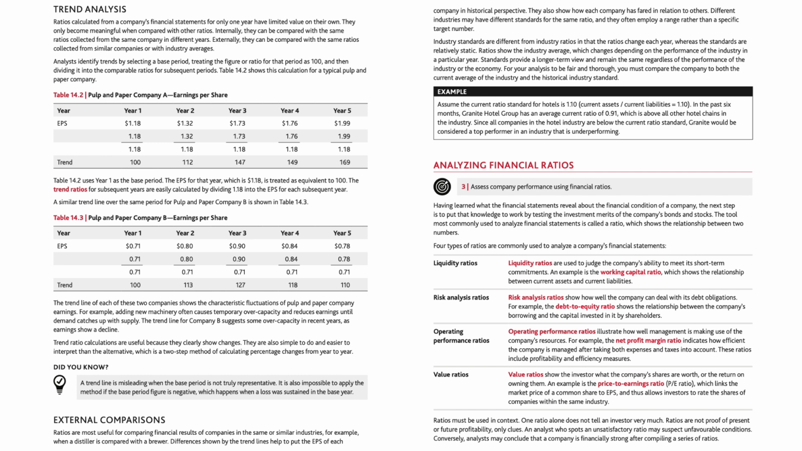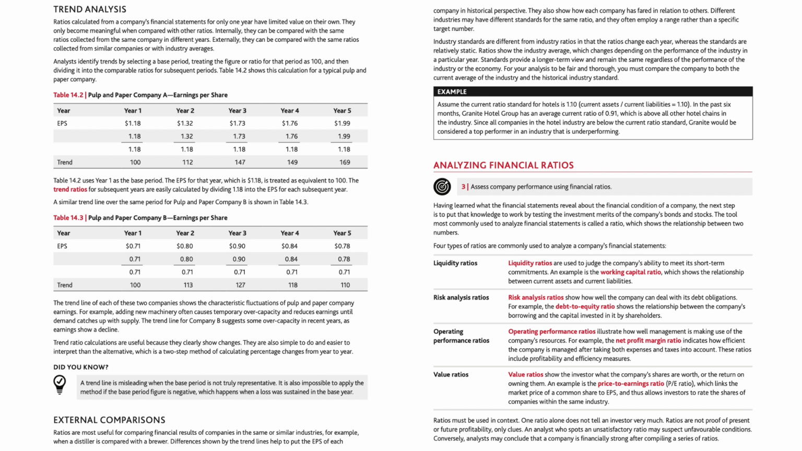Ratios are most useful for comparing financial results of companies in the same or similar industries, for example, when a distiller is compared with a brewer. Differences shown by the trend lines help to put the earnings per share of each company in historical perspective. They also show how each company has fared in relation to others.